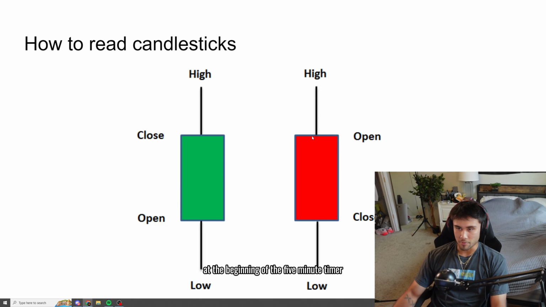Now, what this means is that at the beginning of the 5 minute timer, or whatever time frame you're on, price started right here, got as high as this, got as low as this, but at the end of the 5 minute timer, price was right here, making it a bearish candle, since the price at the end of the 5 minute timer, or whatever time frame you're on, was lower than at the start of it. Hopefully that made sense. It's about the most simple way that I can explain it. Anyway, moving on to the next slide.